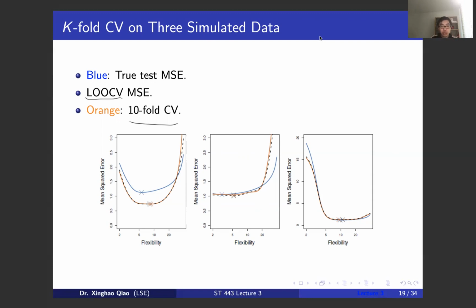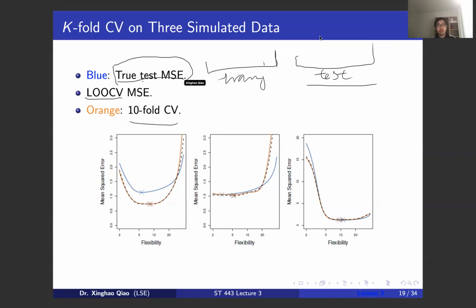Suppose we know how the data are generated, then we can generate the observations of the training data set and the testing data set. For the testing data set, we can calculate the mean square error. This will be the true test mean square error. So this is the training data set, and we have the test data set. If we know the data generating mechanism, we can generate a test data set, and we calculate the test MSE, which can be viewed as the true test MSE.